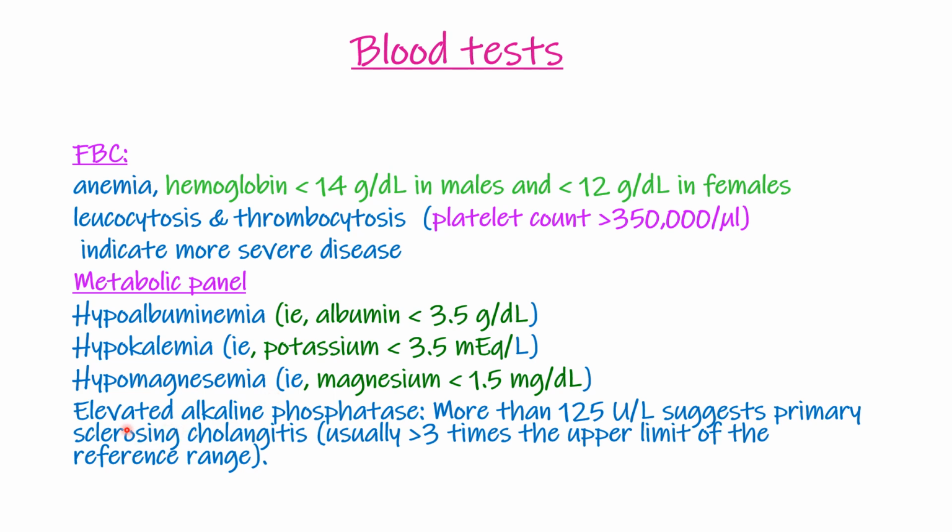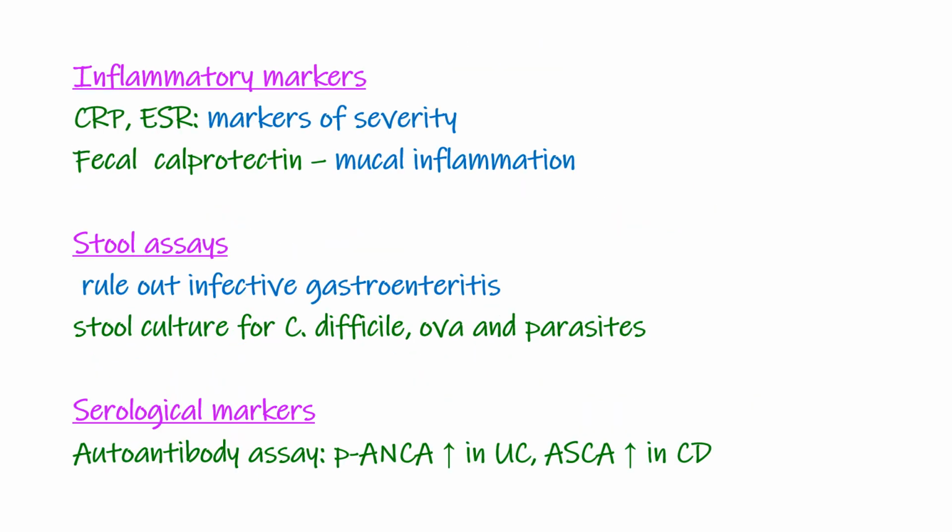Next, you're also going to see elevated alkaline phosphatase, and also alkaline phosphatase and GGT. These are supportive of primary sclerosing cholangitis. The next thing we're going to talk about is the inflammatory markers, which are CRP and ESR, which are markers of severity, in addition to fecal calprotectin, which also indicates mucosal inflammation.